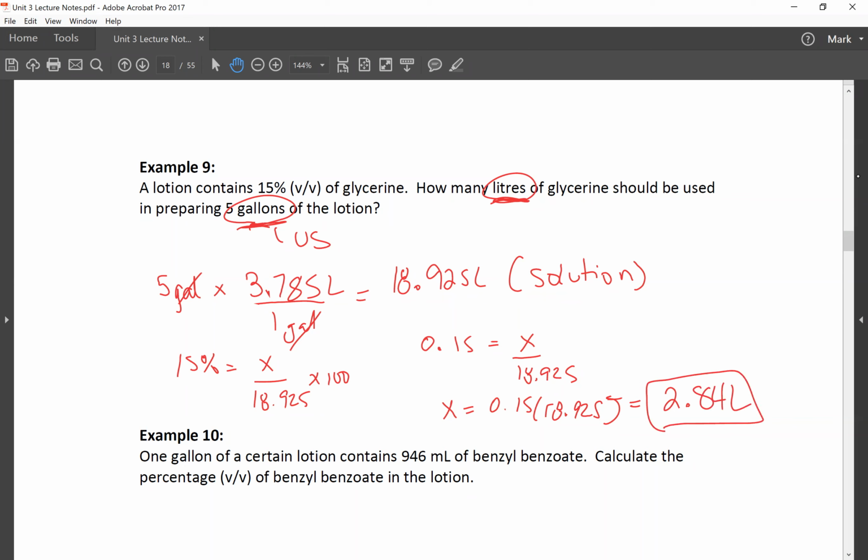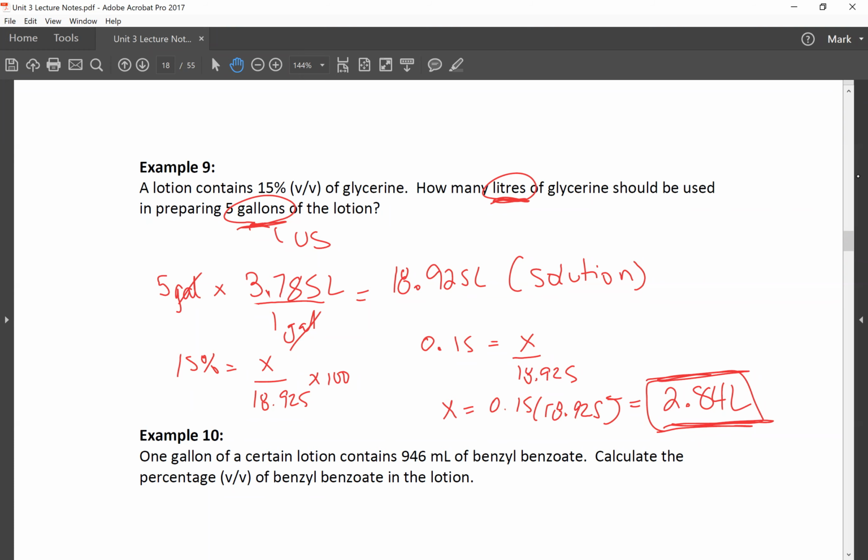I mean, you could say 3 liters. I probably wouldn't say 3 liters though. If you were doing this at work, the difference between 2.8 liters and 3 liters is almost a cup if you think of measuring. I mean, it's a lot of liquid. So I wouldn't round it too much, but 2.8, 2.84, something like that.